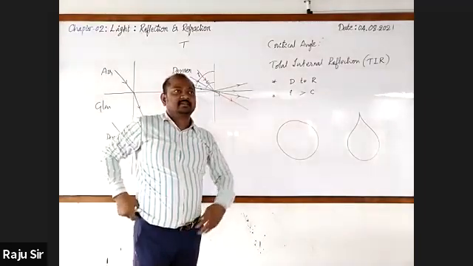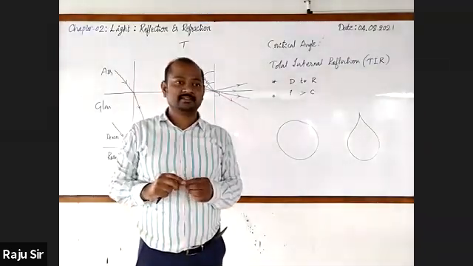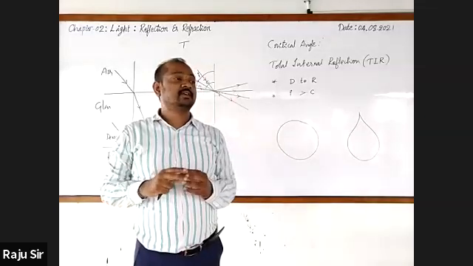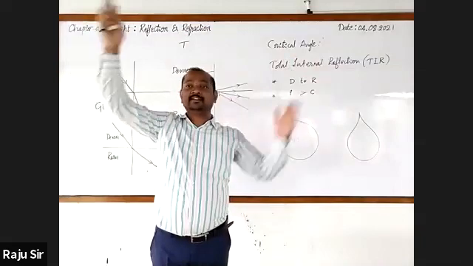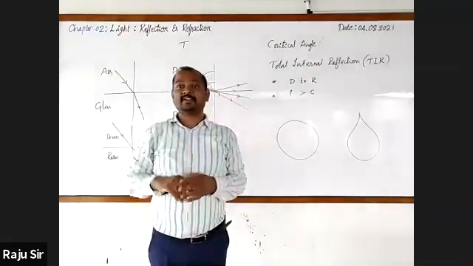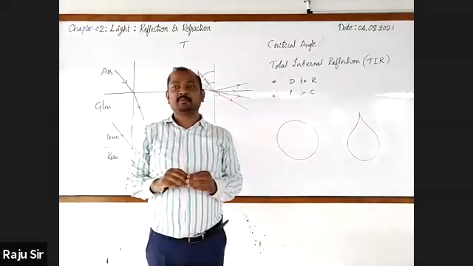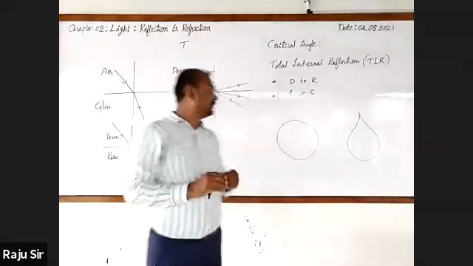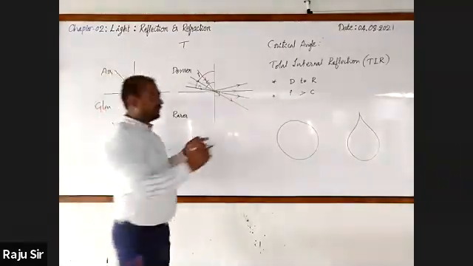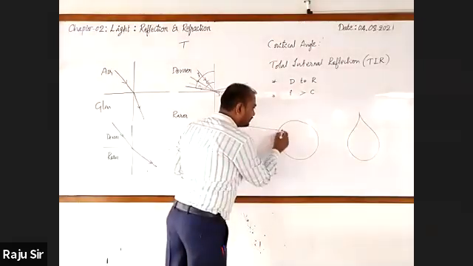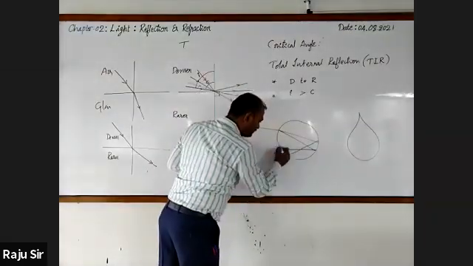Before last year, you learned a concept called dispersion of light. Formation of a rainbow, sir. The beautiful arc that can be seen in the sky with 7 colors. In the case of a rainbow, total internal reflection also takes place.